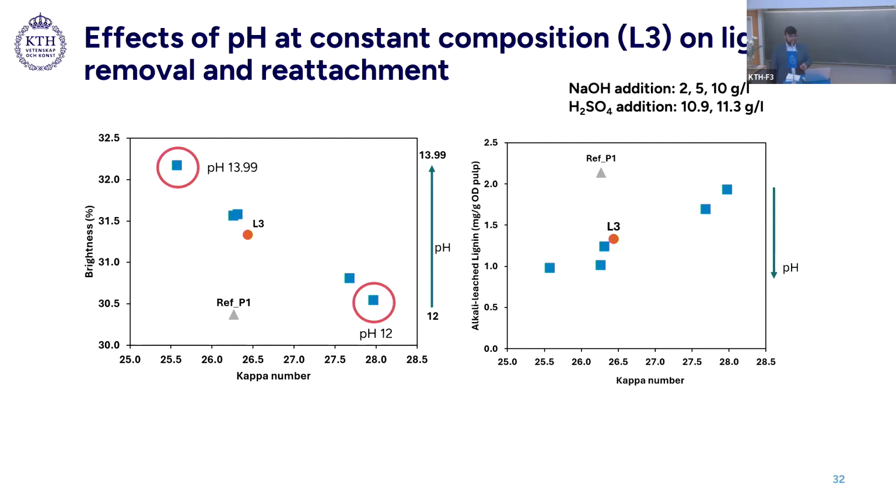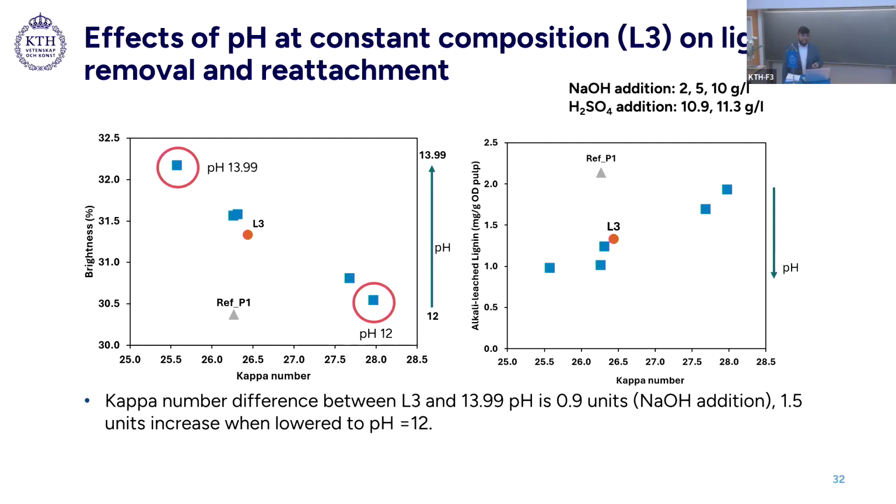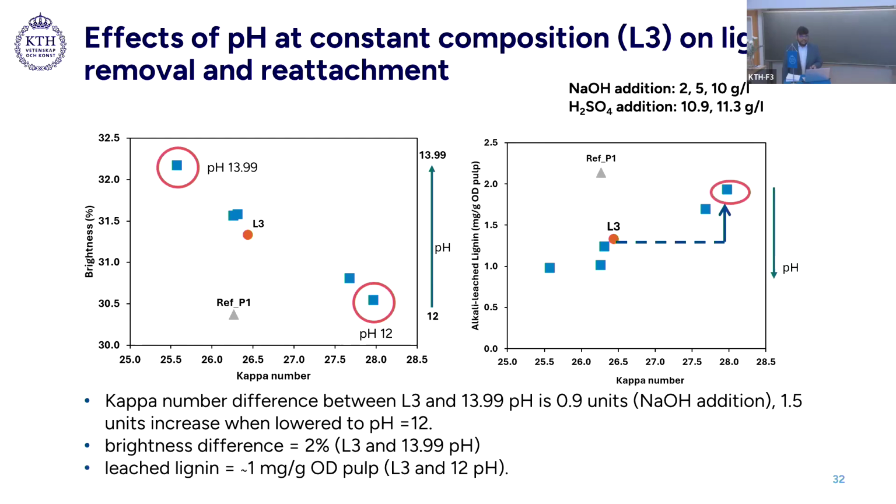Here, as we can see, when we compare the base case L3 to when we increase the pH, we could see a decrease in kappa number of 0.9 units with sodium hydroxide addition, as well as a 1.5 units increase when we lowered to pH 12 and then followed the procedure. And if we look into the brightness difference, it was 2%, and then the leached lignin difference was around 1 milligram per gram of pulp when we compare the base case L3 to the lower pH 12.